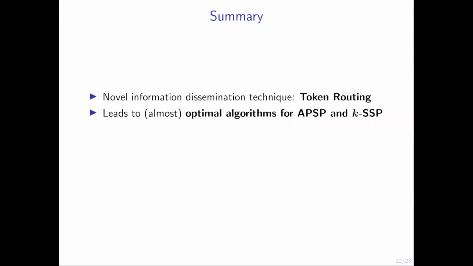Let me conclude with a quick summary. We introduced a novel information dissemination protocol, namely the token routing protocol. And in fact, this has already led to better results by other groups down the road, which might appear in the future. In our paper, the token routing protocol leads to almost optimal algorithms for the all-pairs shortest path problem and the k-source shortest path problem. And in fact, we can use a similar argument to approximate the diameter in n to the 1/3 rounds, just by observing that the diameter of the skeleton is a good approximation for the diameter of the whole graph.